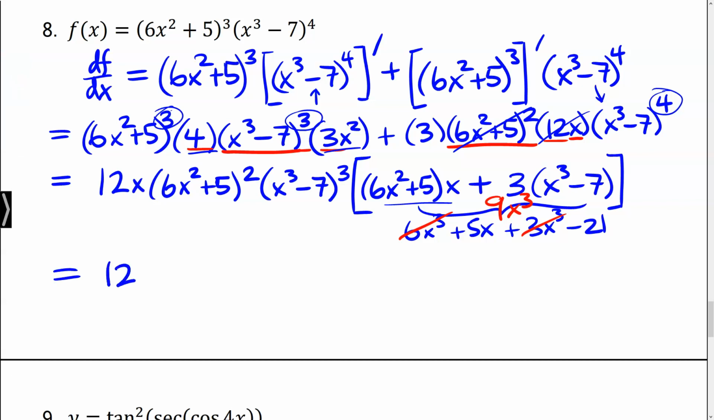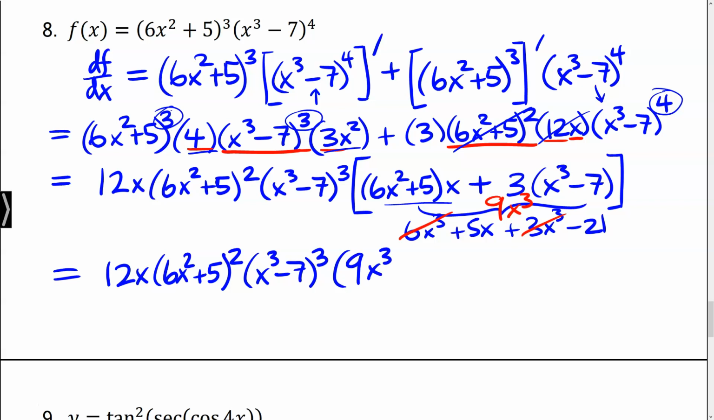I've got 12x, 6x squared plus 5, all squared, x cubed minus 7, all cubed, times a 9x cubed plus 5x minus 21.